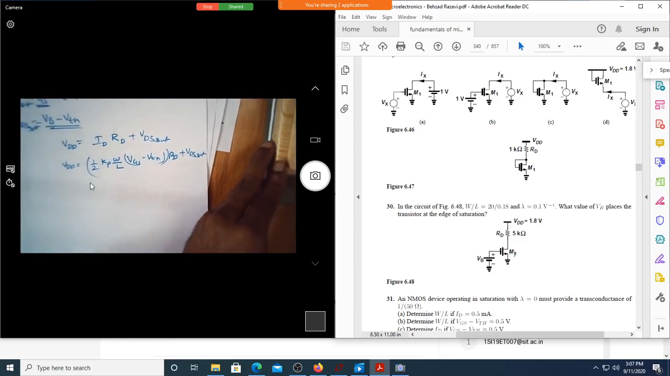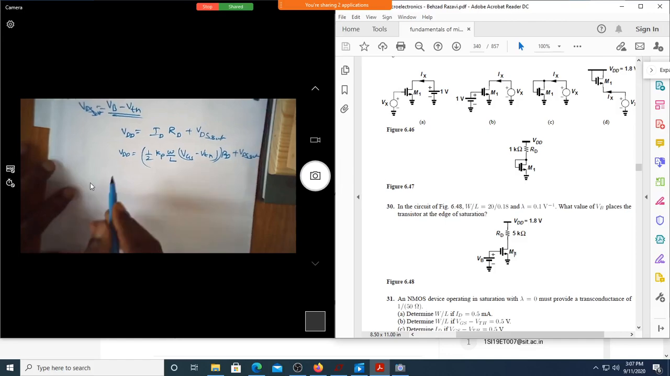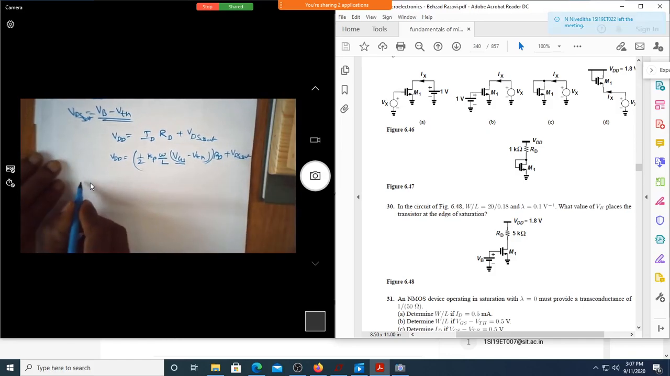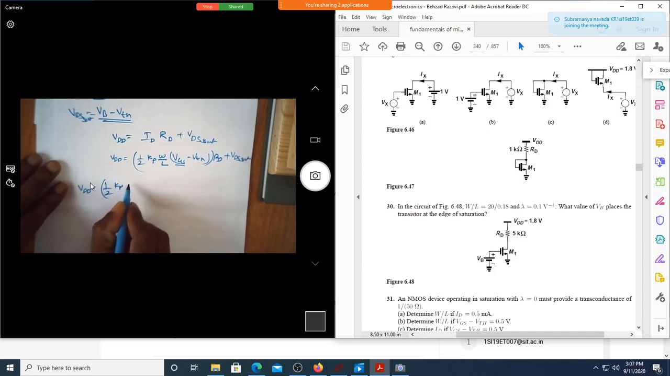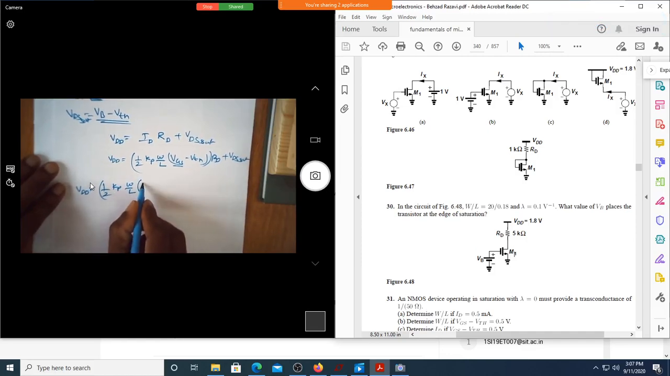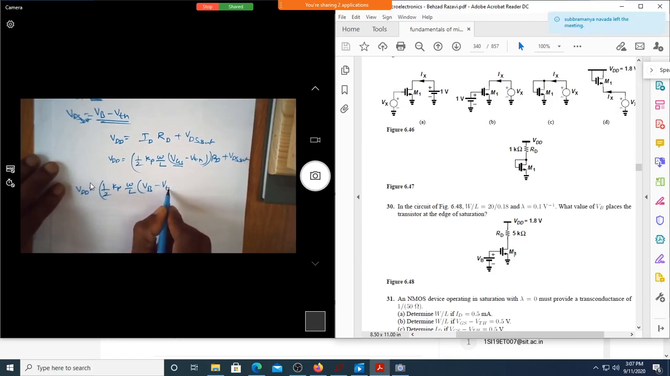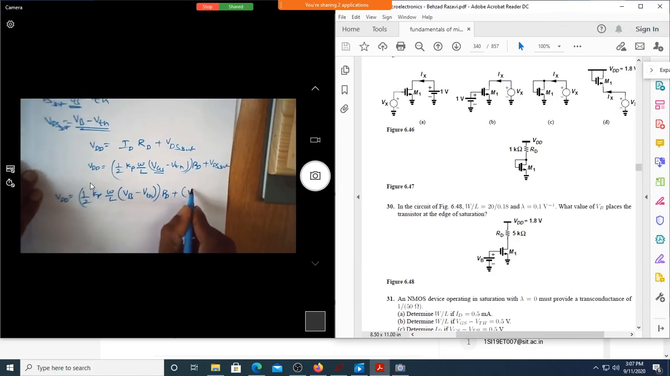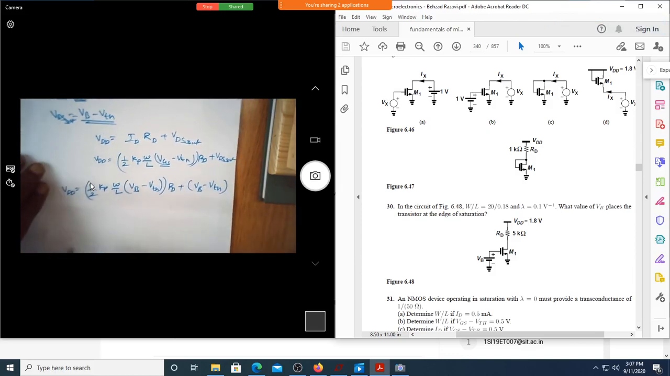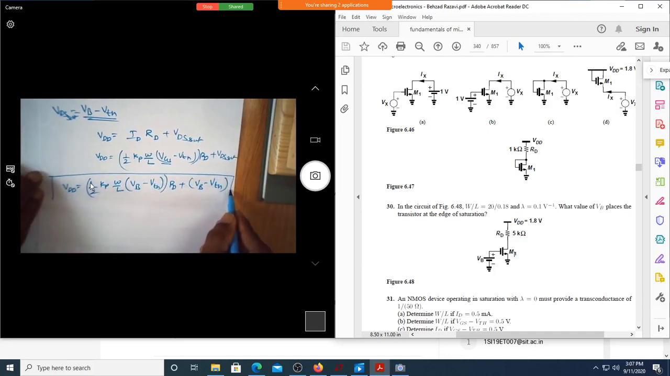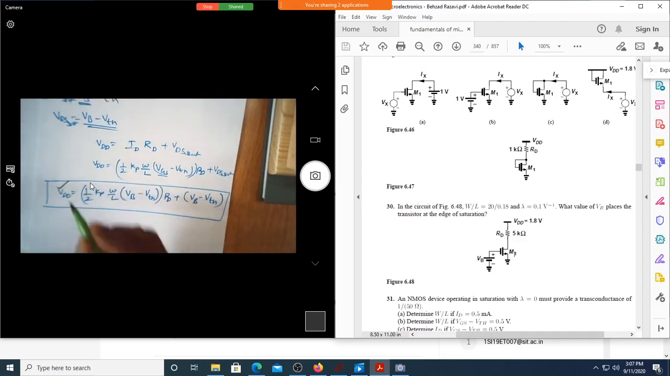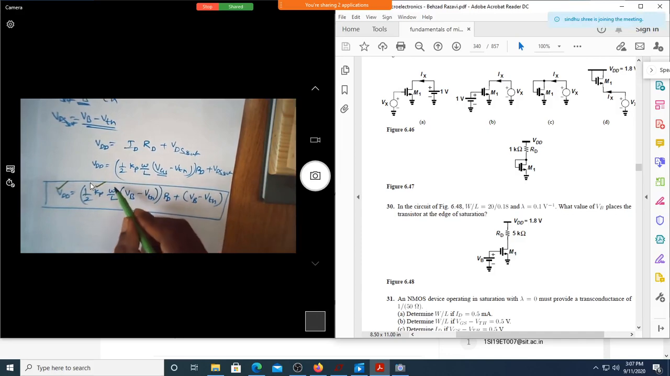Okay, let me slightly arrange this. Because I don't know this, let us again expand this. VDD is equal to half into Kp W by L. What is VGS now? VB minus VTH, into RD, plus what is VDS sat? VB minus VTH. Correct? So out of this expression, do we know what is VDD? Yes, sir. Do we know Kp? Yes, sir. W by L? Yes, sir.